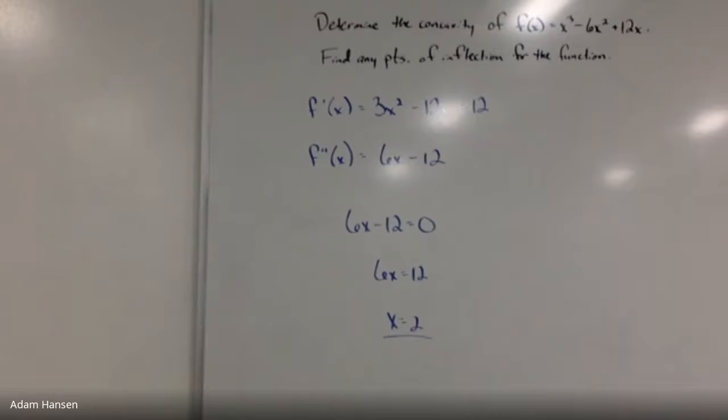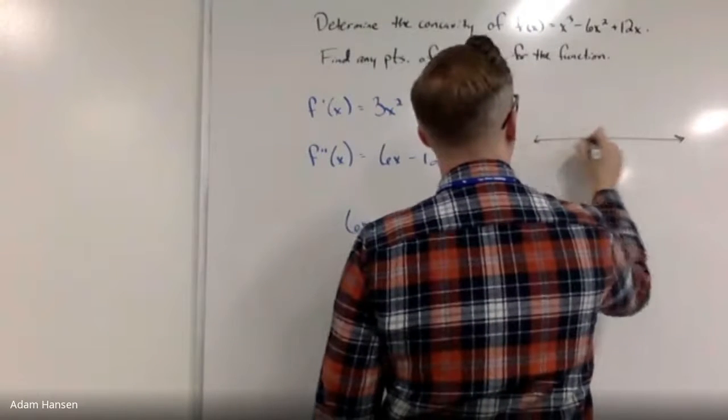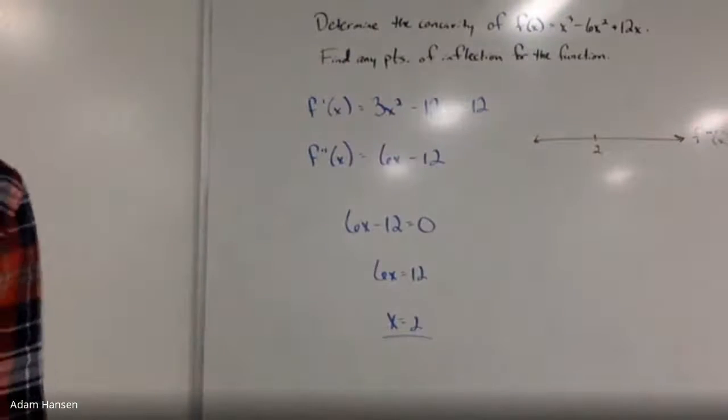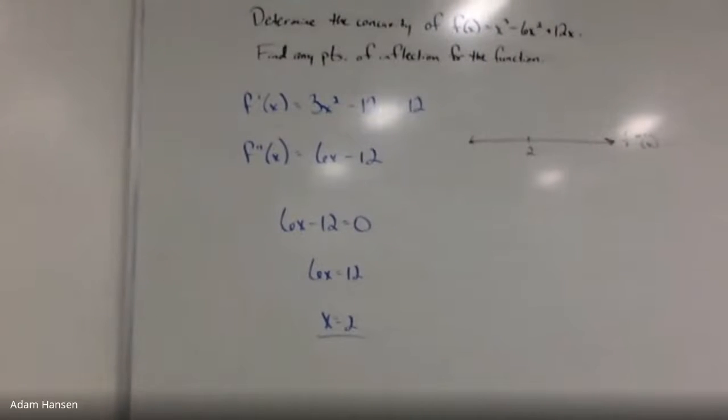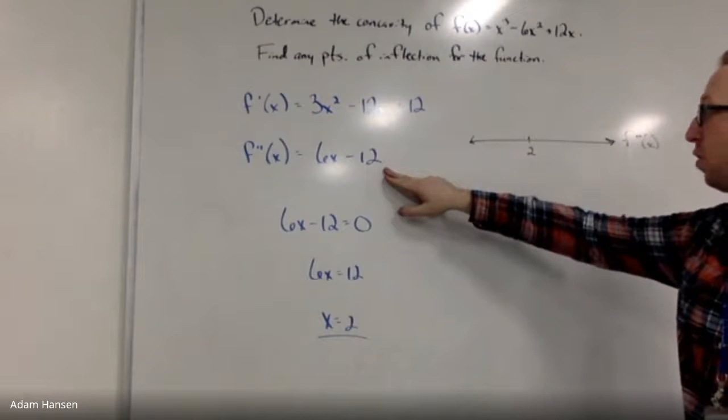Let's investigate the sign of the second derivative of this function, f double prime of x, by making a number line. I know that the second derivative only switches sign at 2. So everything before 2, from negative infinity to 2, it has to be one sign. It can't switch anywhere else. And then from 2 to positive infinity, it also has to be only one sign because it can't switch anywhere else.